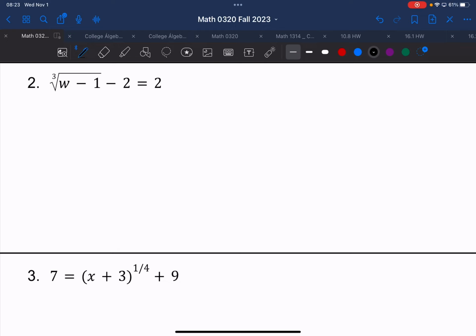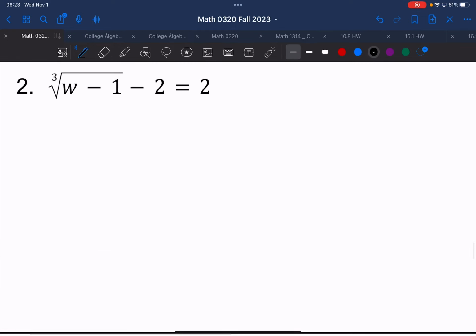Okay, same with number 2. We need to get the radical by itself. So in this case, the radical includes that w minus 1. So if we need to get it by itself, what's our first step? Plus 2. So we have the cube root of w minus 1 is equal to 4. 2 plus 2 gave us 4.